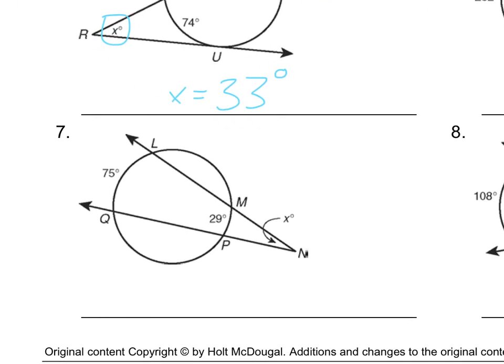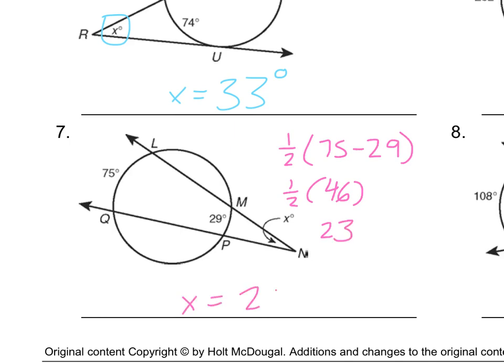Next, for number 7, we multiply 1/2 times 75 minus 29. 75 minus 29 is 46. So 46 times 1/2 is 23. So X is equal to 23 degrees.